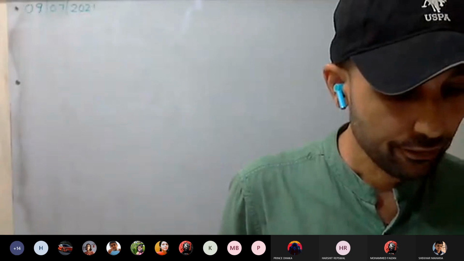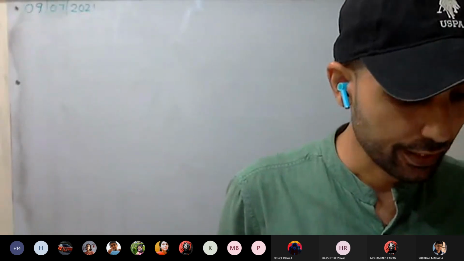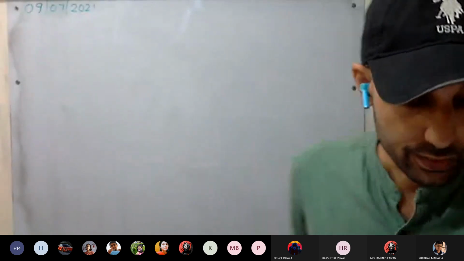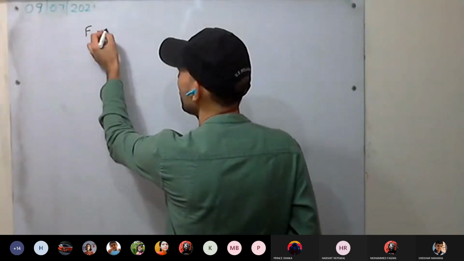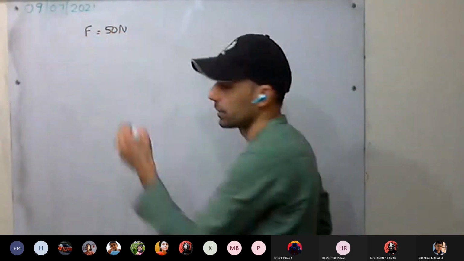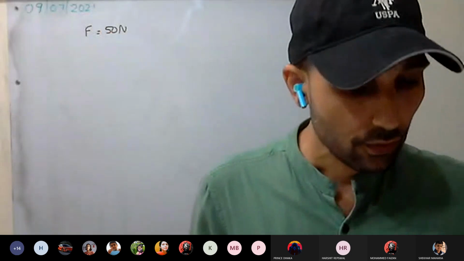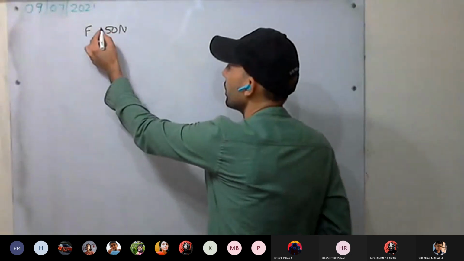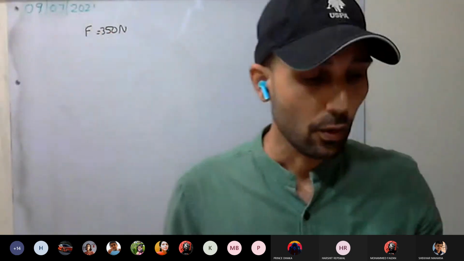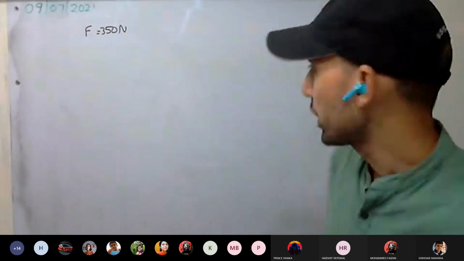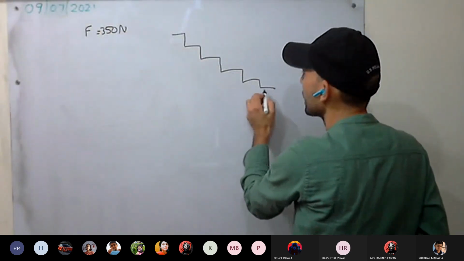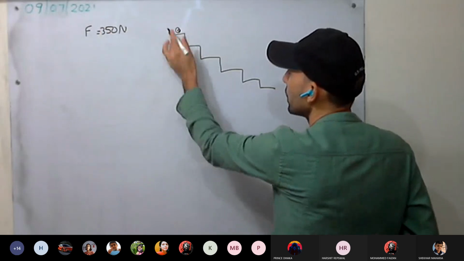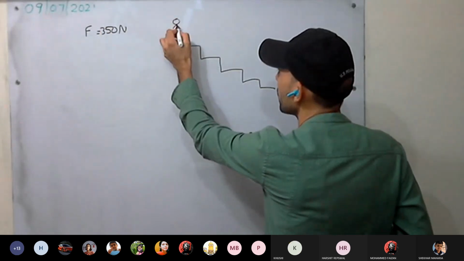Next one. A boy weighing 350 Newtons. Okay, this is important. Check it. A boy weighing 350 Newtons, so the force is mg, that is the weight only, 350 Newton. Climbs up 30 steps. So there are 30 steps like this. Climbs them up, reaches on top. Okay, this is our boy.